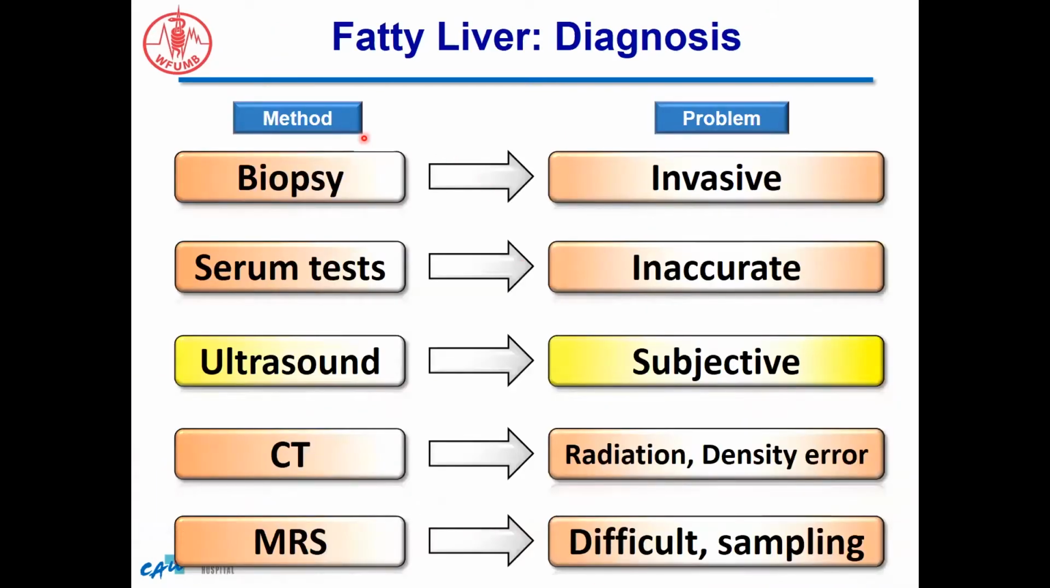There are several methods for the diagnosis of fatty liver, but every method has problems for the diagnosis. Biopsy is invasive. Serum test is inaccurate. Ultrasound is subjective. CT has a radiation hazard and density error. MR spectroscopy is difficult for precise sampling.